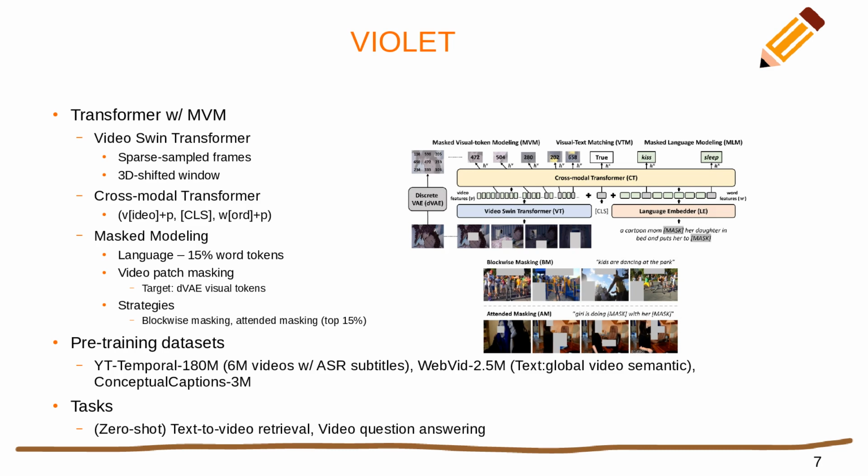Also, blockwise masking and attended masking are used to enhance the effectiveness of masked language modeling and masked visual token modeling. The pre-training data used for Violet consists of 3 datasets with video, text, and image sources. The system is evaluated on text-to-video retrieval and video question answering across 12 downstream benchmarks. The results indicate that Violet achieved state-of-the-art or competitive performance across all these tasks.